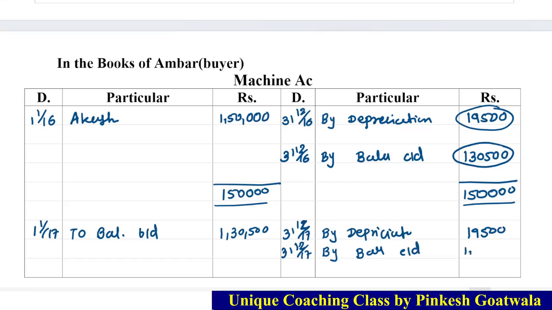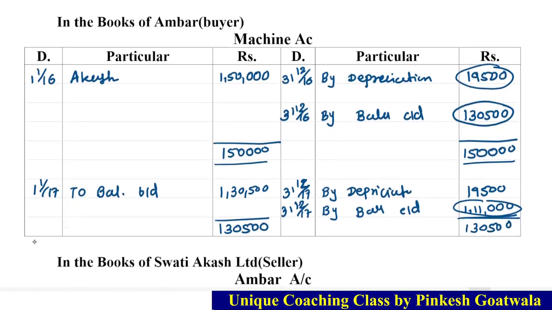So 1,11,000 is the balance. It will be transferred here, 1118, to balance. And if you use your common sense, actually you don't have to even write the first year journal, because only machine account has to be prepared.